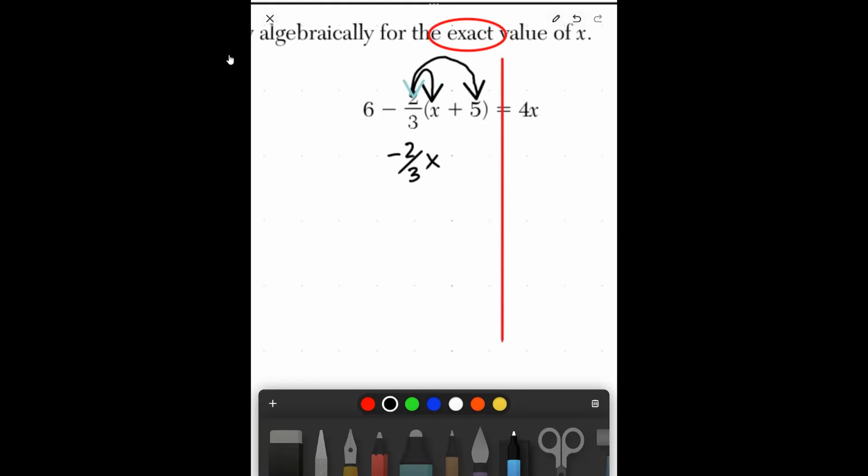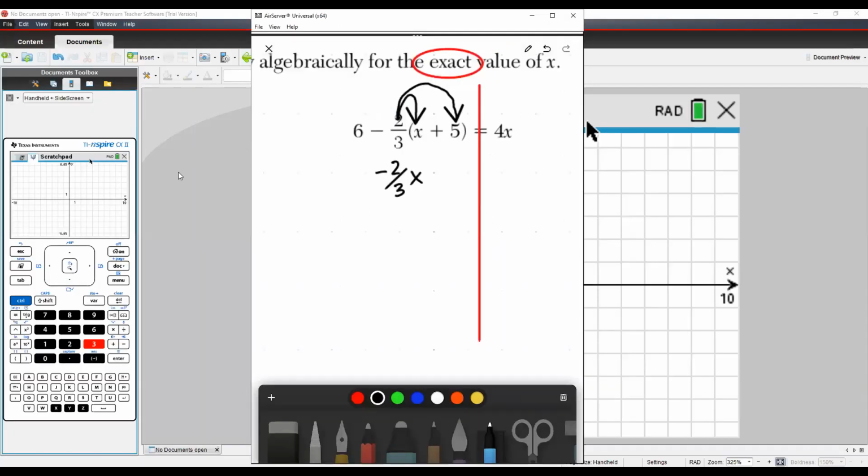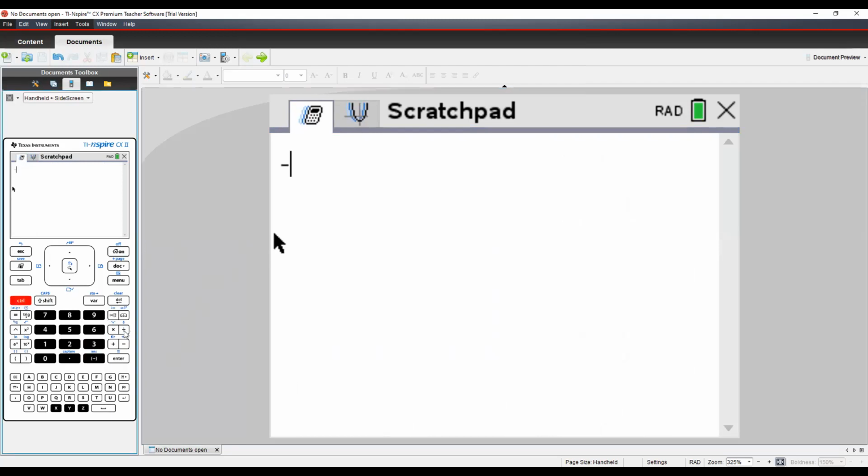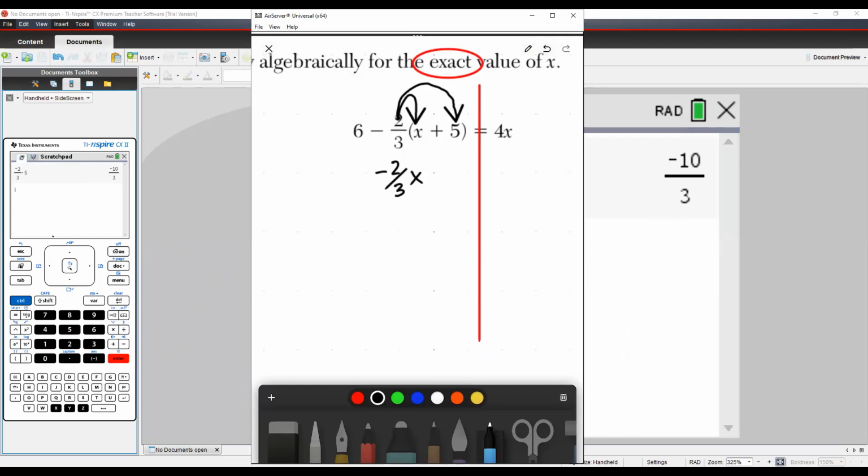Now, a lot of students struggle when they're multiplying fractions, so I'm going to use the calculator now. If I go here, I'm going to do a negative, control divide, 2/3, and I'm going to multiply that times a positive 5. So I press enter, and I get a negative 10/3. So that means this is going to be a negative 10/3. Now, all I'm going to do is rewrite the equation and bring down those other numbers.